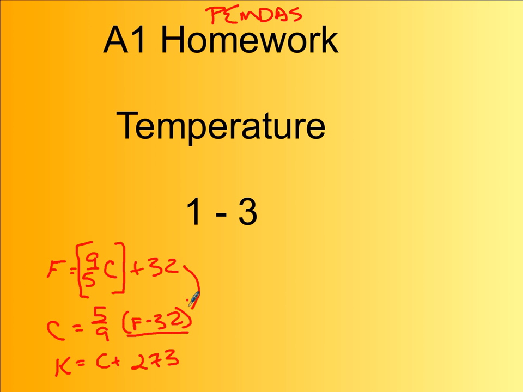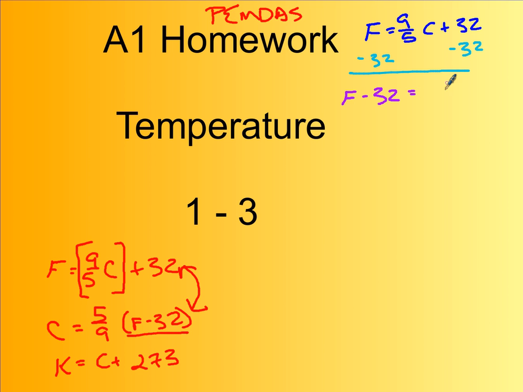Now, I want to show you why these two are equivalent. Let me start with F is 9/5 C plus 32. I'm going to come up here and do this for you. F is equal to 9/5 C plus 32. The first thing I'm going to do is subtract 32 from both sides. So what does this become? I'm going to change colors every time I do a new step. F minus 32 is equal to 9/5 C.